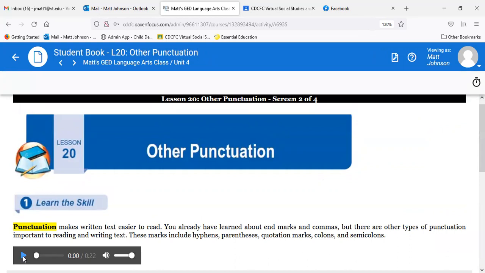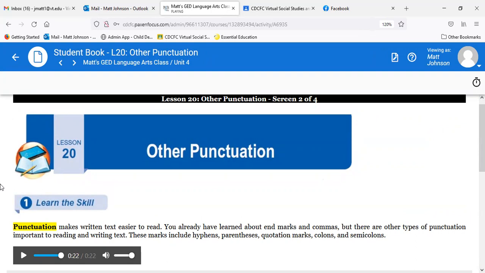So let's listen to the audio. Punctuation makes written text easier to read. You already have learned about end marks and commas, but there are other types of punctuation important to reading and writing text. These marks include hyphens, parentheses, quotation marks, colons, and semicolons.